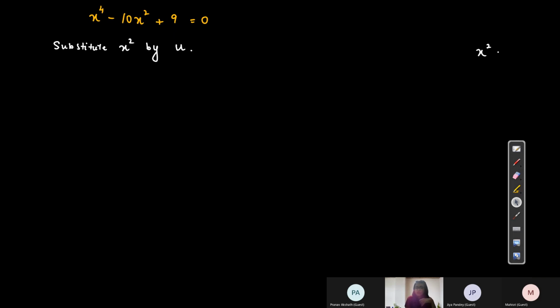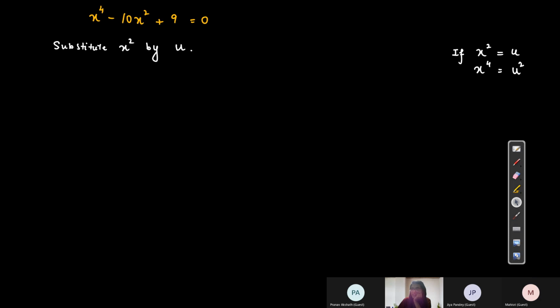One question: if x squared is u, then what will be x raised to 4? Mahi, can you tell? Sorry, can you repeat the question again? You were kind of lagging for me. Okay, yes. If x squared is u, then what will be the value of x raised to 4? Would it be u? So x squared is u, and now u squared?